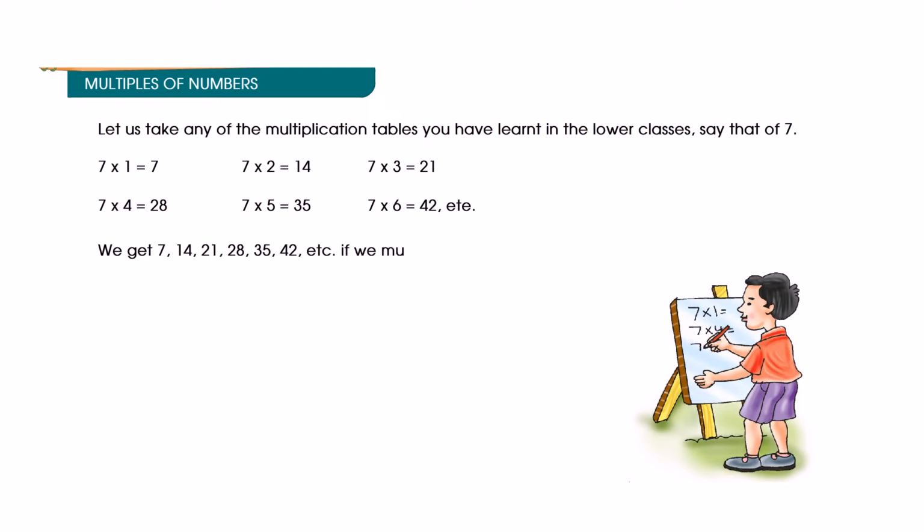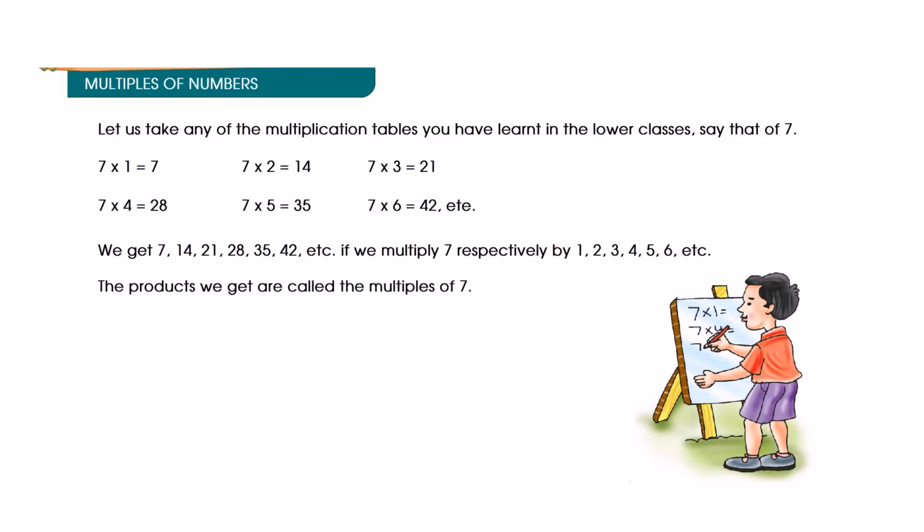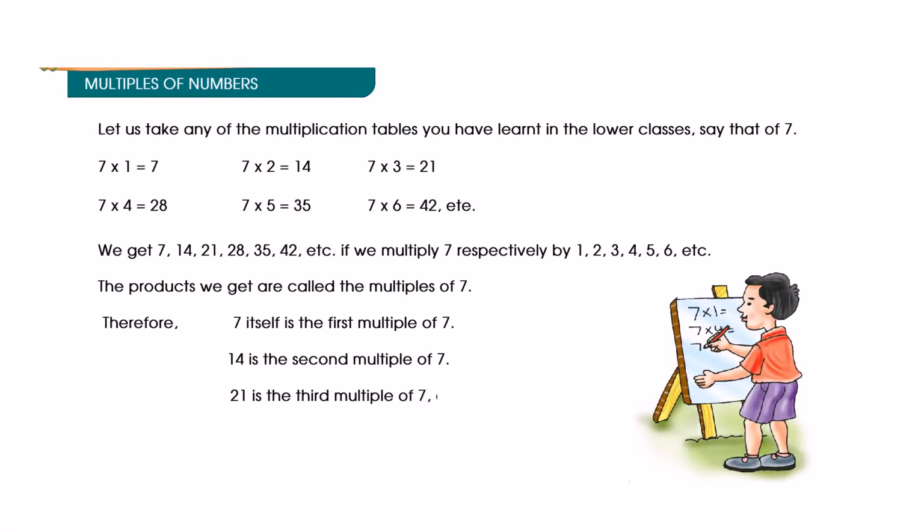If we multiply 7 respectively by 1, 2, 3, 4, 5, 6, etc., the products we get are called the multiples of 7. Therefore, 7 itself is the first multiple of 7. 14 is the second multiple of 7. 21 is the third multiple of 7, and so on.